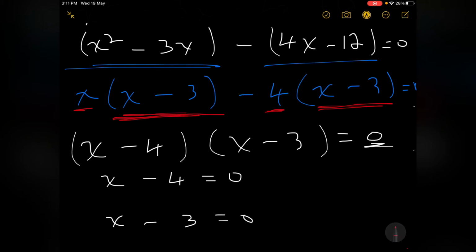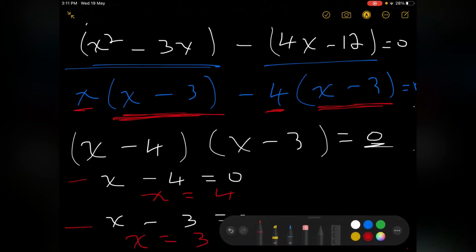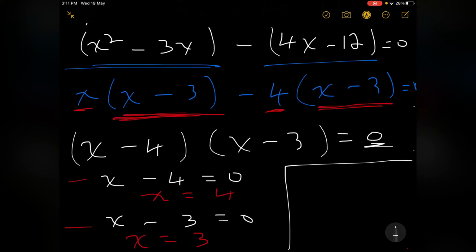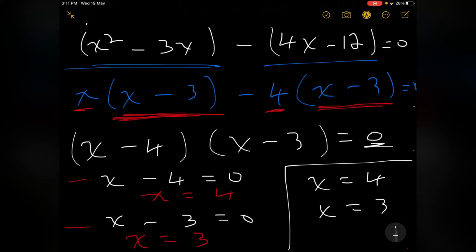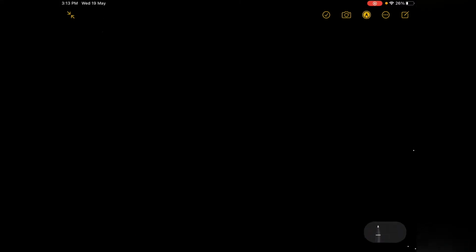When we transpose this one, x is equal to 4. And when we transpose this one, x is equal to positive 3. So the answer for our quadratic equation would be x equal 4 and x equal 3. And that's using the AC method.